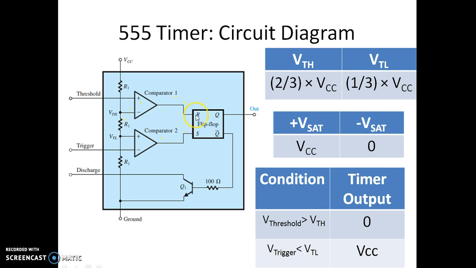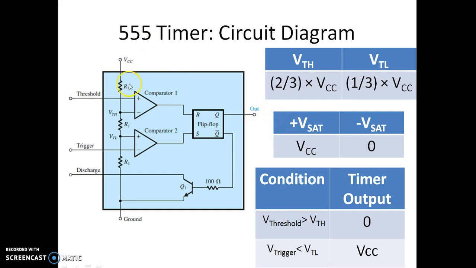The outputs are connected to the reset and set of the flip-flop, and output Q is the final output, and Q bar is connected to the transistor to turn it on and off. We have a few terminals like threshold voltage, trigger voltage, and discharge. These are the terminals corresponding to the 555 timer IC.